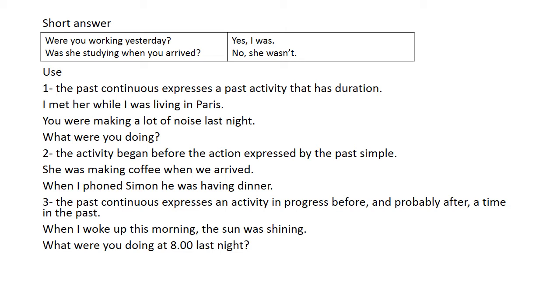We can say for example, she was making coffee when we arrived. Or we can say, when I found Simon, he was having dinner. Third thing, we use the past continuous to express an activity in progress before and probably after a time in the past. When I woke up this morning, the sun was shining. What were you doing at 8 last night?